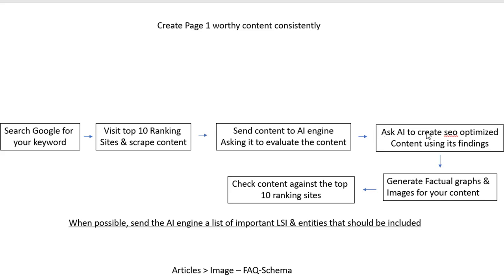Then we're going to ask the AI to generate some factual information that can be used to create graphs and images for the article that's created. And then we're going to check the generated content against the top 10 ranking sites to make sure that we're fully optimized. We're going to be taking things like LSI terms and entities, and sending them to the AI engine as well at the same time. So let me show you exactly how we can get this done.